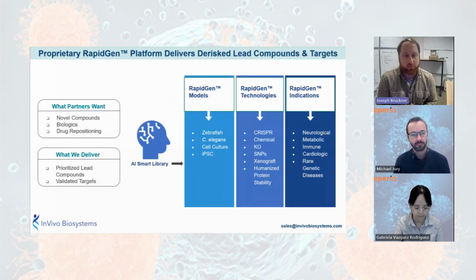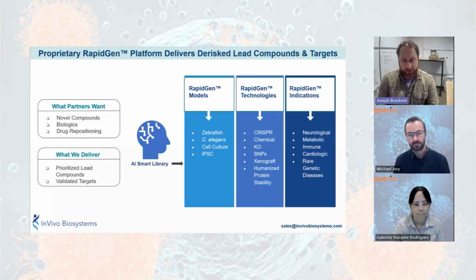So I wanted to give everyone also a brief overview of InVivo Biosystems' RapidGen platform, because I'm going to focus on a few very specific indications and examples of work that we've done with our partners. But I wanted to make sure that you knew that our capabilities have a pretty broad reach. So many of our partners want to be discovering either novel compounds or repurposing existing drugs or biologics. And through our platform, we're able to help them prioritize those lead compounds and then provide validation of efficacy in either just zebrafish or in multiple model systems.